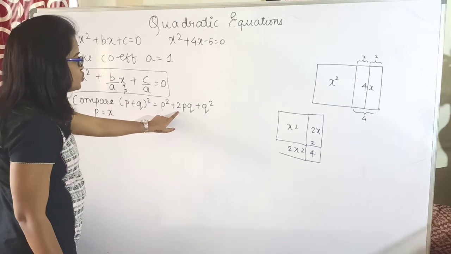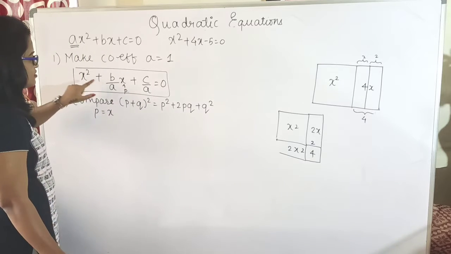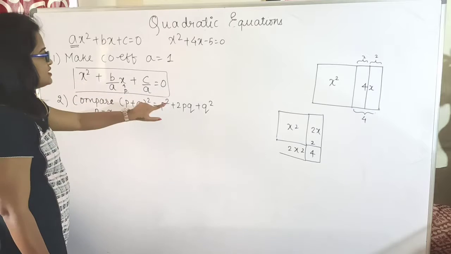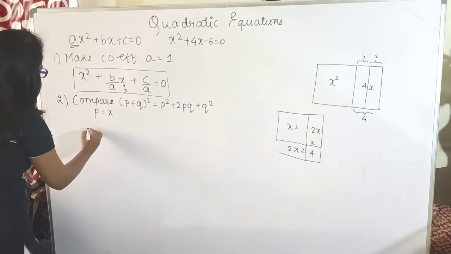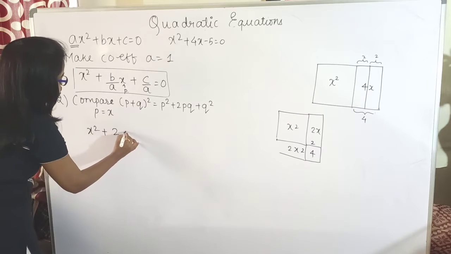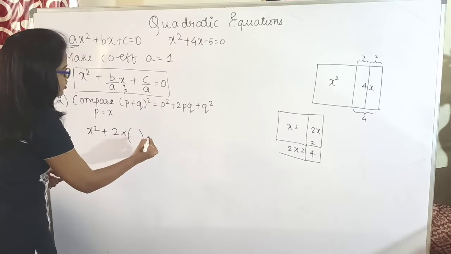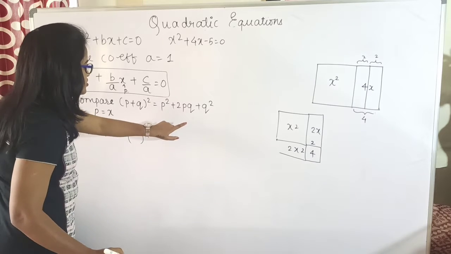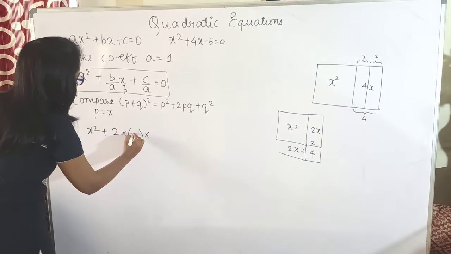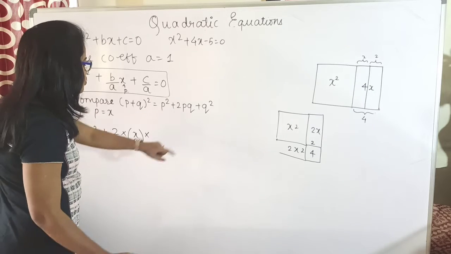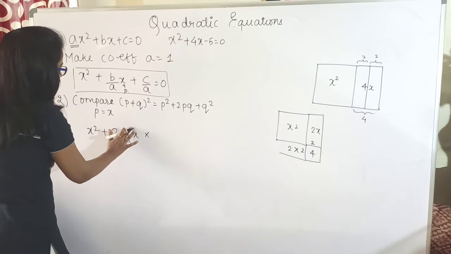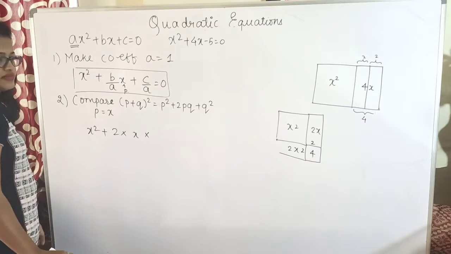Second term, it should be 2pq. So first term p square I have got, second term has to be 2, value of p I know, which is my x, whereas value of q I don't know. So what value of q has to be taken?